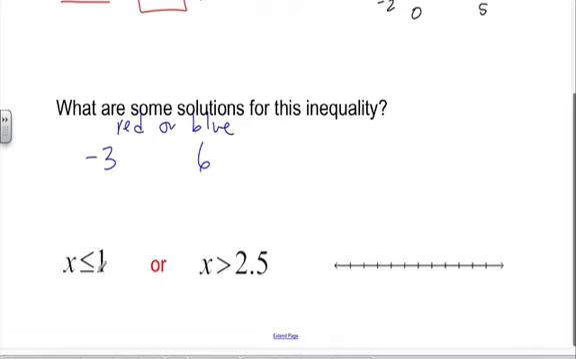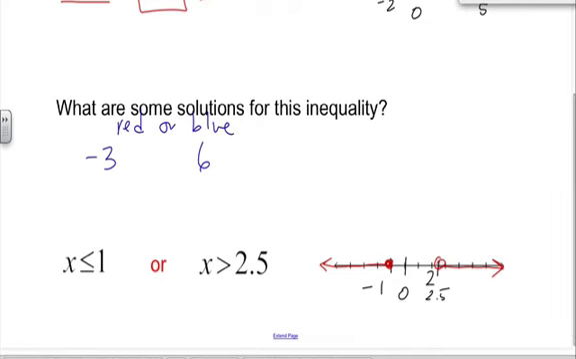What if I have x is less than or equal to -1 or x is greater than 2.5? So I'll put 0 here. That would mean that -1 is here and 2 is here, so that means that 2.5 is right about there. Okay, so we'll do closed circle at -1 because it's or equal to. We'll shade to the left. We'll do open circle at 2.5 right in between there, and we'll shade to the right. Perfect. That's all there is to it.